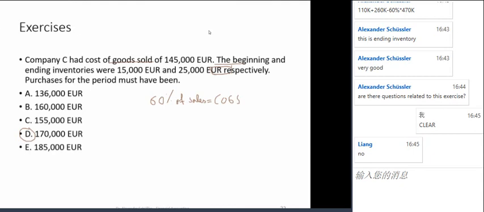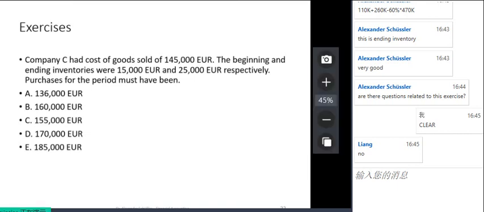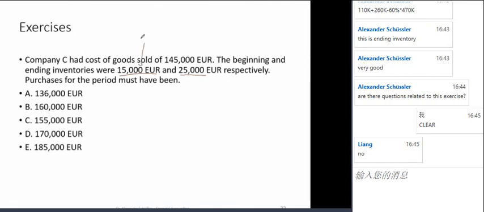This is the next one. This is the next exercise. Try to solve this as well. Here we have a company which has cost of goods sold of 145. The beginning and ending inventories were 15,000. So 50,000 were the beginning, and 25,000 is the ending. Yeah, so this is beginning, and this is the ending.